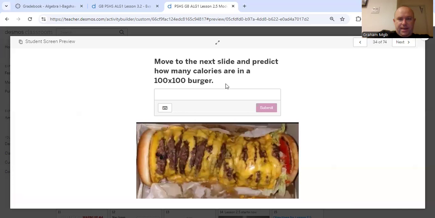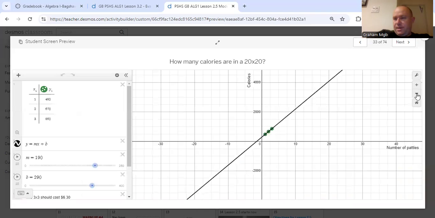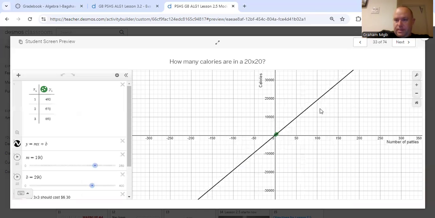Move to the next slide and predict how many calories in 100 by 100. Well, I could just go backwards, actually. I can just zoom out a little bit more. Go to 100. And then you can figure out the answer from there.